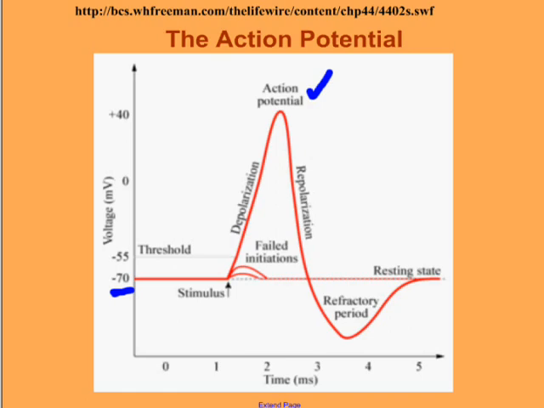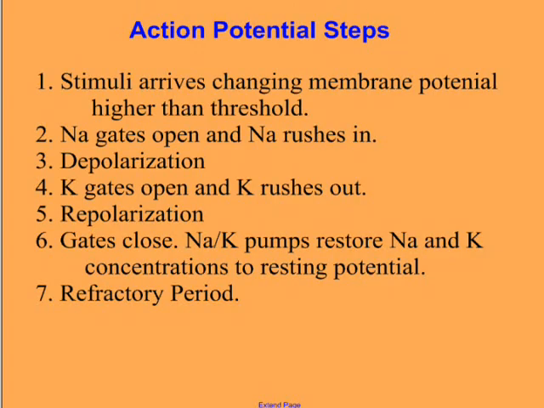Here we go. A stimulus arrives, so the soma has decided now to generate a nerve impulse, right? It changes the membrane potential higher than the threshold. Aha! Let's take a look at that picture again. So we get a little bit of activity, and let's do something, like here.